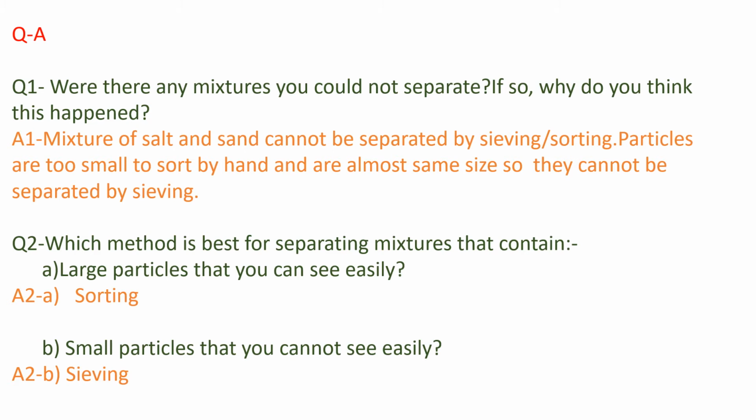Which method is best for separating a mixture that contains large particles that you can see easily? That is sorting. If there are large particles, you can do it by sorting. And if the particles are small and you cannot see them easily, then sieving is the best method.